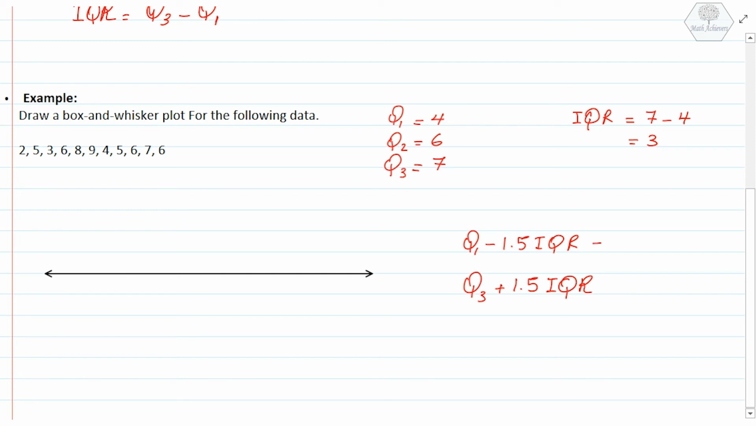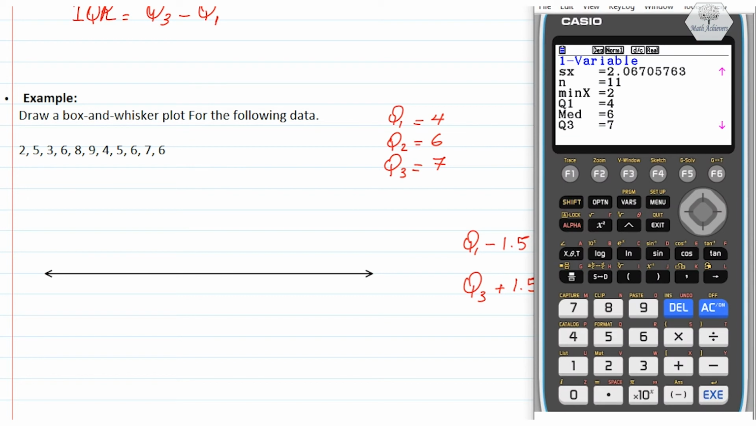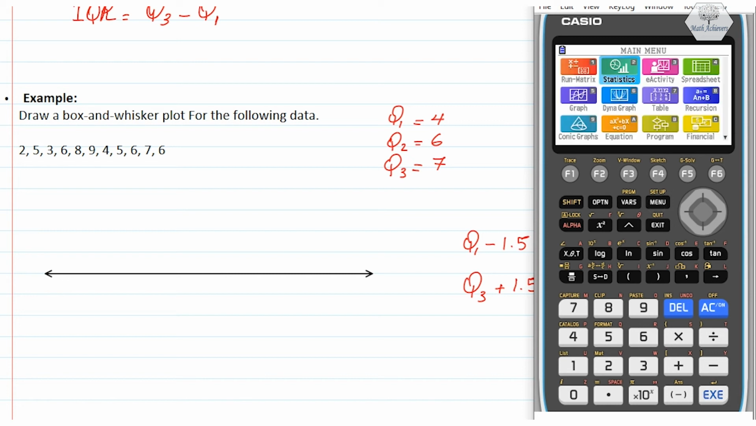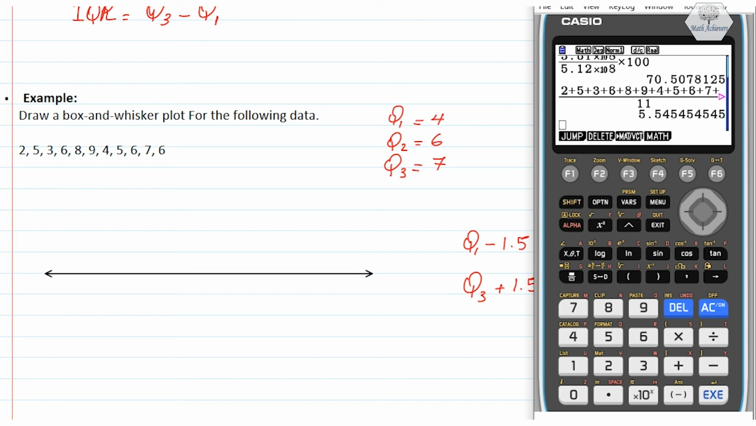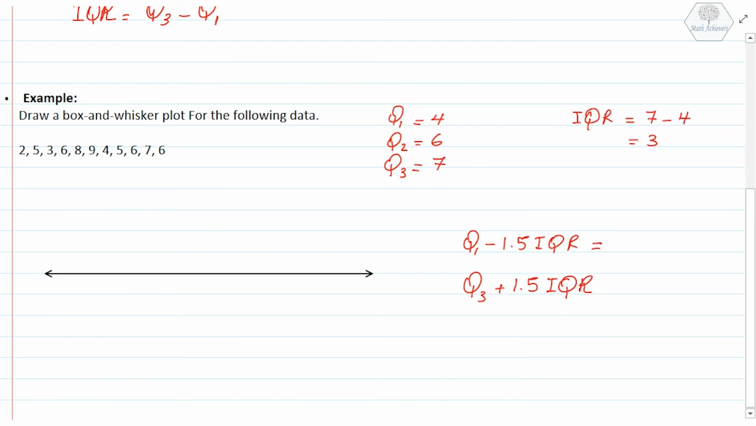Now, let's find Q1 minus 1.5 IQR. I go to menu to run matrix. Q1 is 4 minus the 1.5 times IQR, which is 3. So this value gives me minus 0.5.